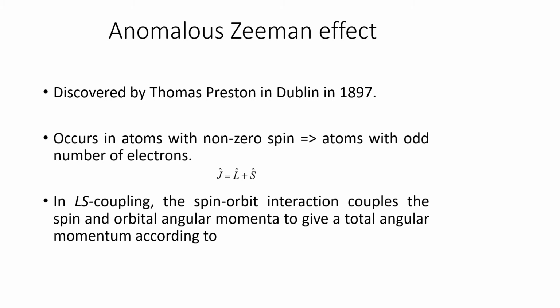Now, how this J can be obtained is called coupling of L and S. In LS coupling, the spin orbit interaction couples the spin and orbital angular momentum to give a total angular momentum, and the total angular momentum is J equal to L plus S.